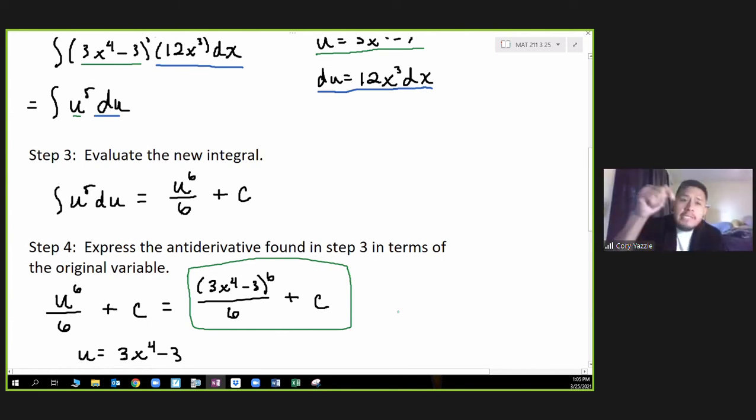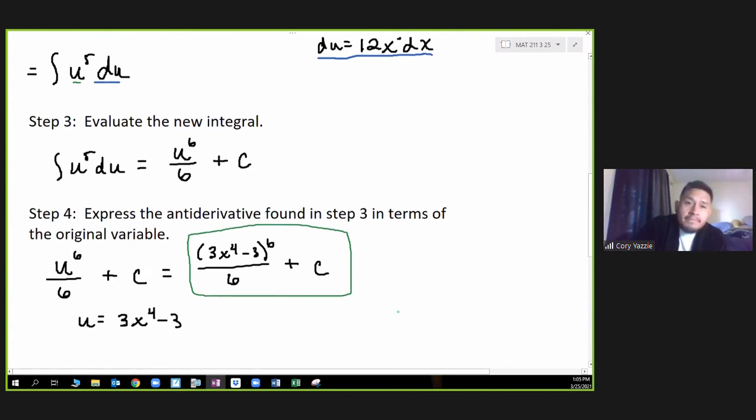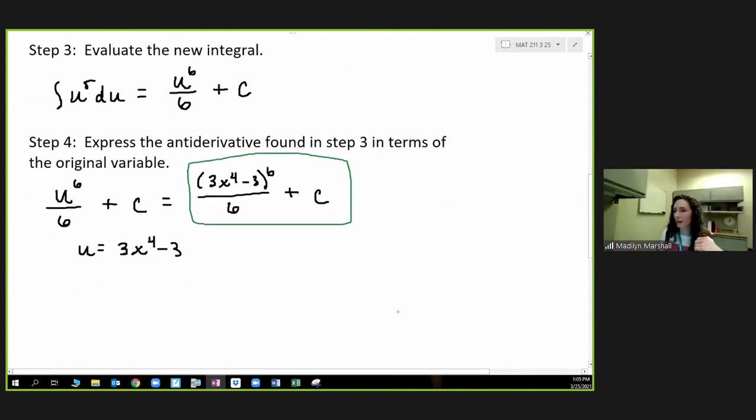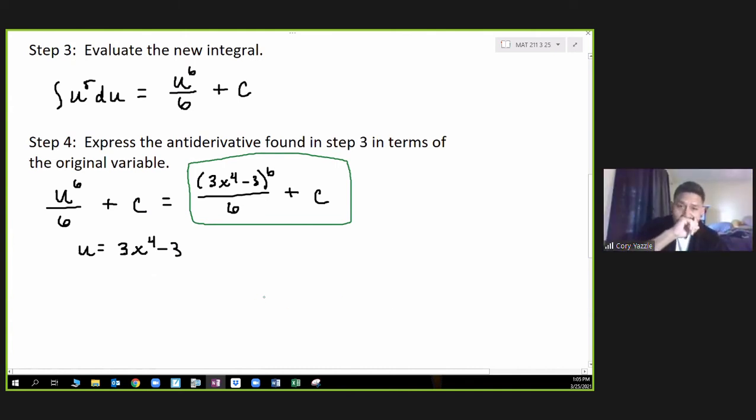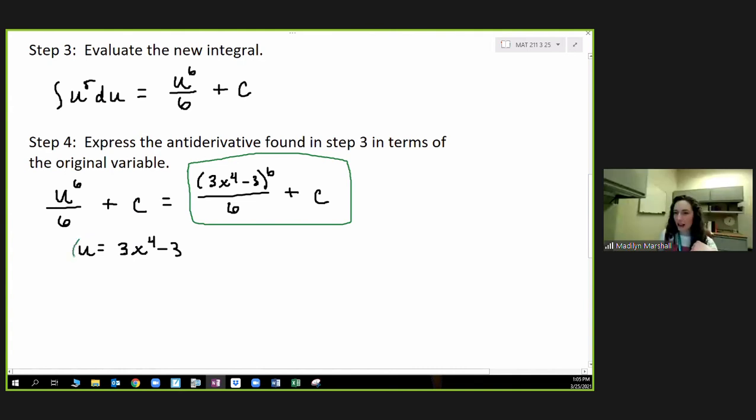Hey, Madeline, do you mind scrolling down a little bit? Yes. Oh, there's nothing there. Okay. I couldn't see the u equals 3x to the fourth minus 3. I just wrote that there, so it's handy. That's the same u we used before.